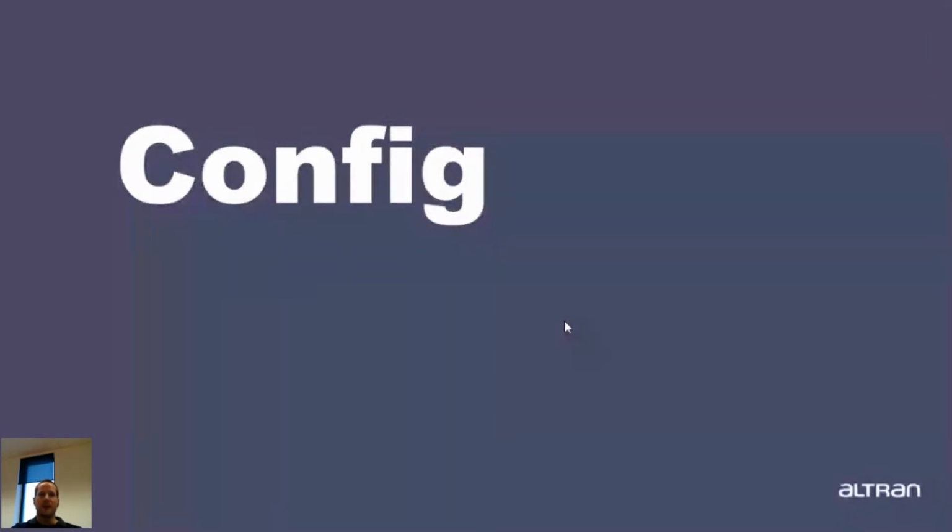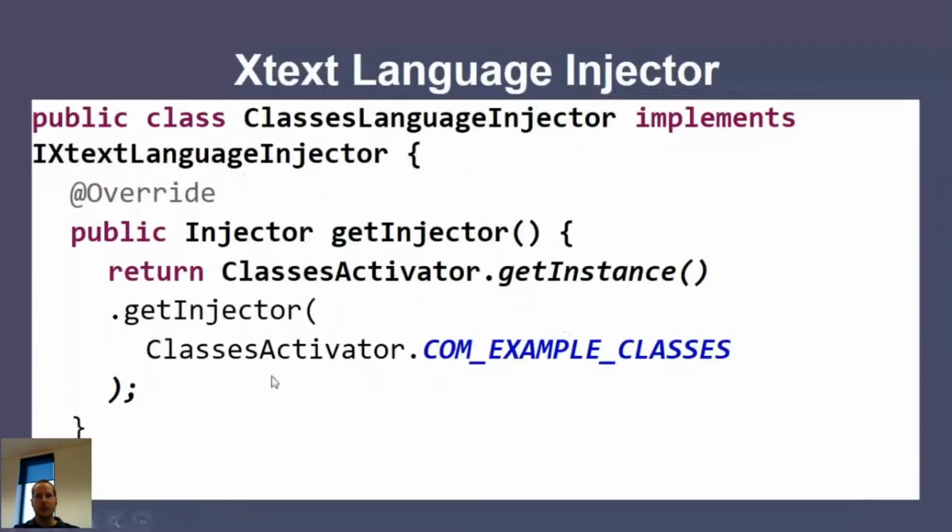So the first thing is we need to get hold of the Xtext language we want to use. We do this by having an injector. You always have to write exactly this code, so you can just copy and paste it. The only difference is here that's specific to your language, and this is specific to your language. But other than that, it's just copy and paste. And here you see that's the class name.